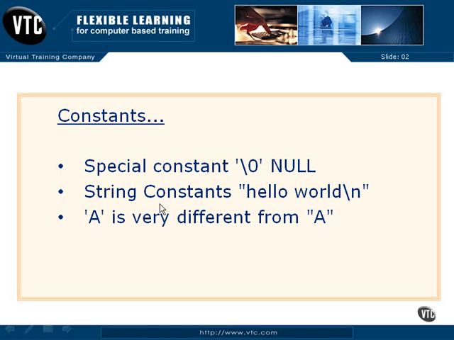So when you're defining constants, single quote A single quote is an integer value for the letter A, and that will be coded as the value of a constant. But that's very different from double quotes, A double quotes. That's the letter A, or the numerical value for it, and then there's a null next to it. So there's really two characters taken up there, because this is a string constant as opposed to this being a character constant.